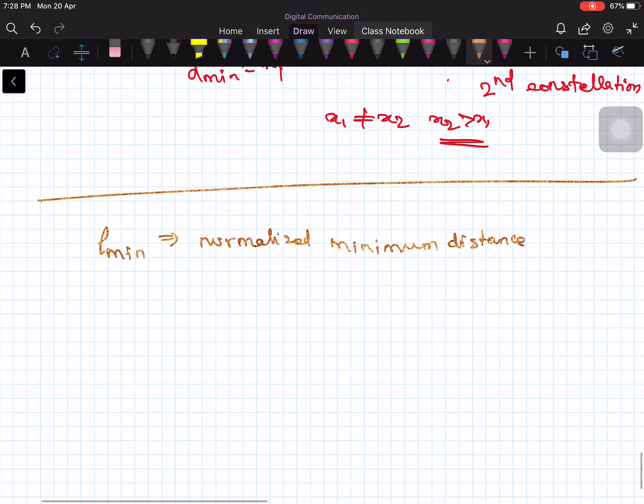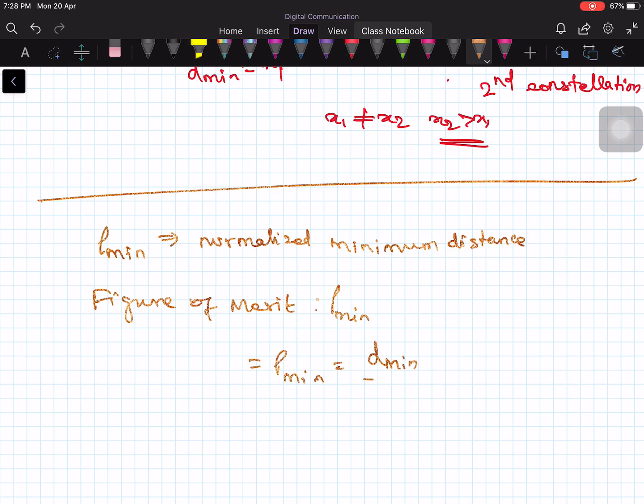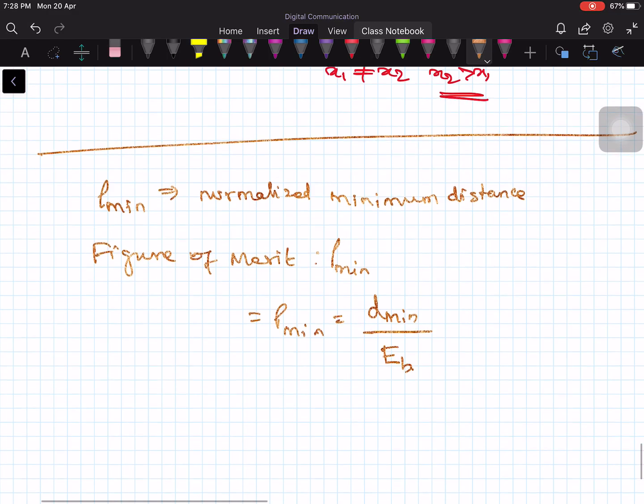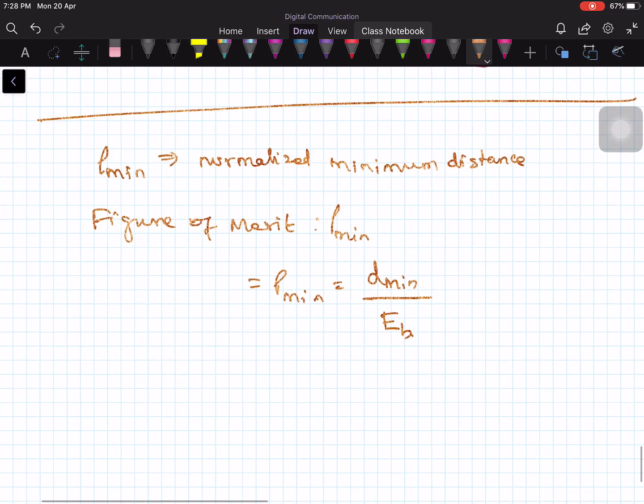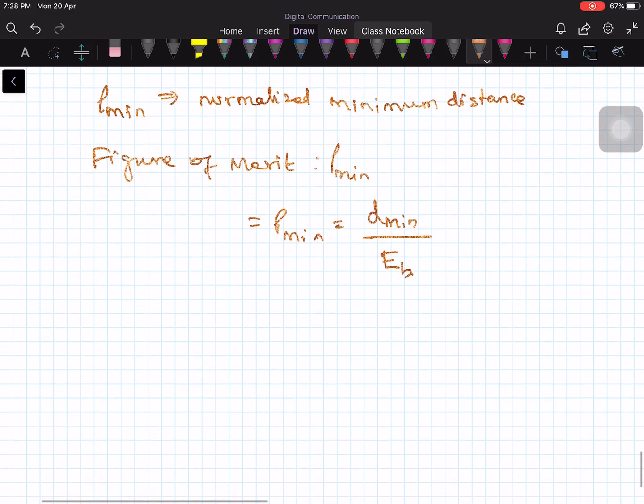Therefore this rho min is called the figure of merit. It is denoted by rho min, and this is defined as rho min equal to d min over E sub b. We call this the normalized minimum distance. So basically what we are doing is finding the minimum distance normalized by the average bit energy.